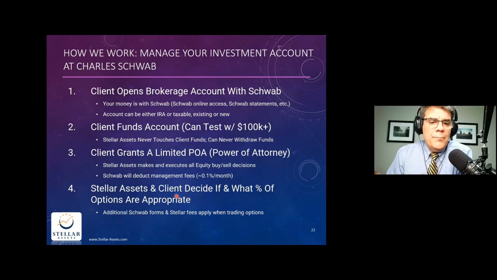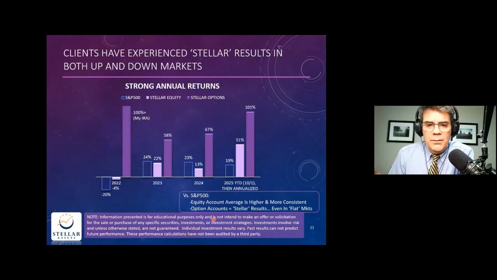And then some clients want to go that step further and add options to their account. We would talk about that, make sure it's appropriate. And then there's an additional Schwab form you have to fill out. Additional fees do apply, as trading options is a lot more labor intensive than trading stocks. But I just wanted to give you a quick overview of that.